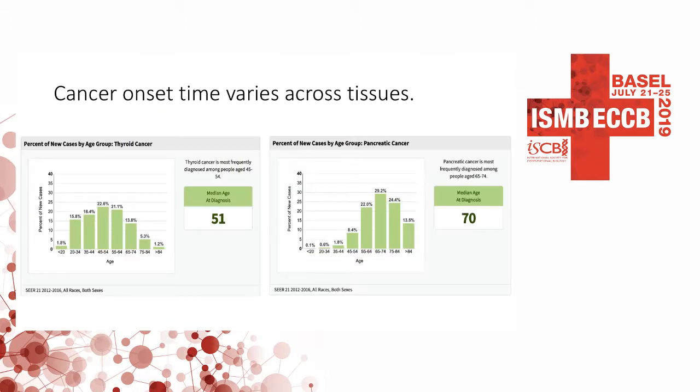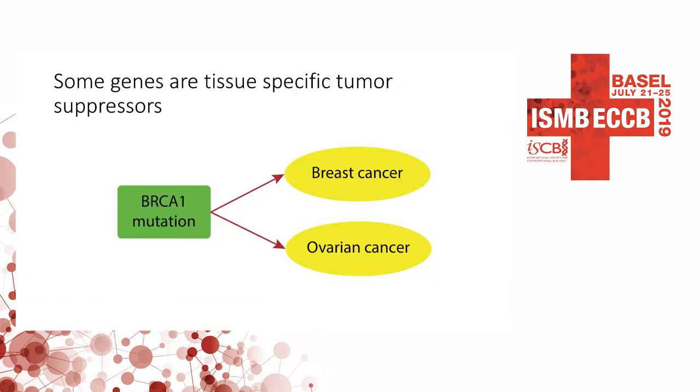The second thing that we want to study is cancer onset time and how it varies across tissues. Again, we are looking at only adult cancers here. And cancer onset time is the age when cancer happens. So if you look at the age of the first diagnosis, the median age of diagnosis of thyroid cancer is around 51 years. And for pancreatic cancer, it's 70. So we would like to know why it is so.